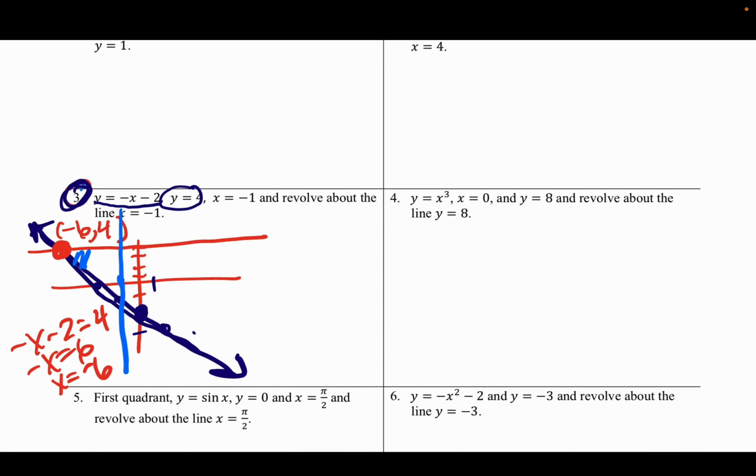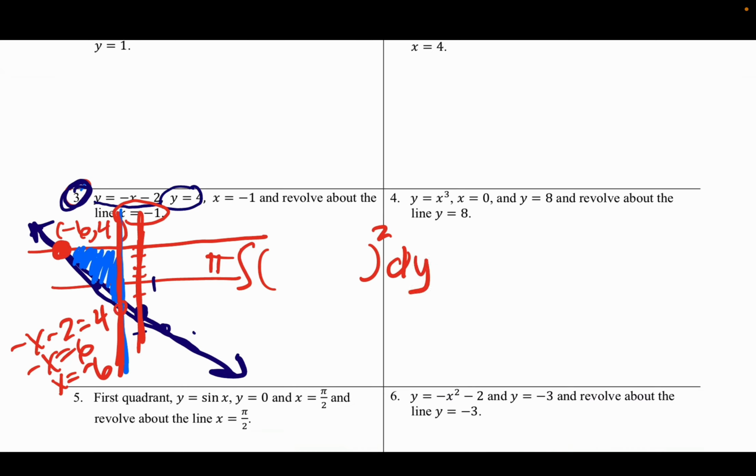Alright, so we have this region right here, and then they tell us to revolve around the line x equals -1. X equals -1 is like the y-axis. So since it's vertical like the y-axis, we're going to do it in terms of y. So I'm going to go pi integral. It's not going to be washers. So I have pi r squared dy.